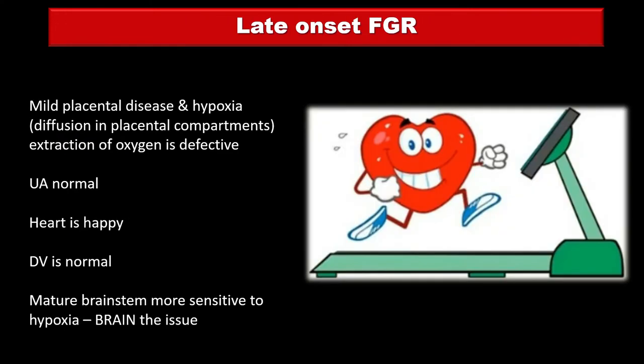In late onset FGR, there is mild placental disease and hypoxia. The umbilical artery is normal and the heart is happy. The ductus venosus is normal. The issue is with the brain.